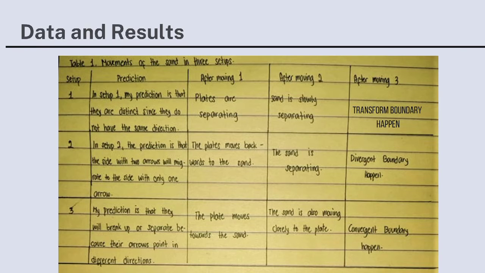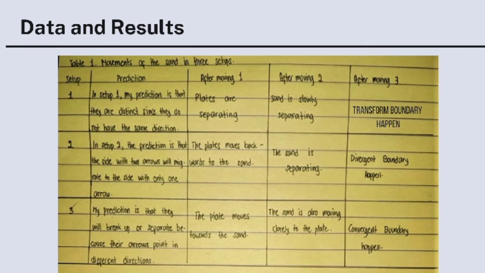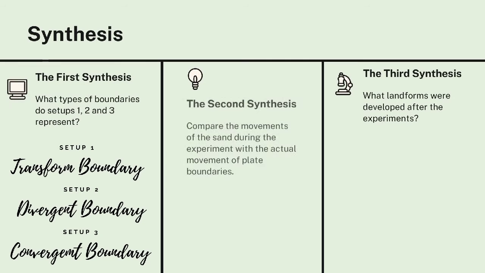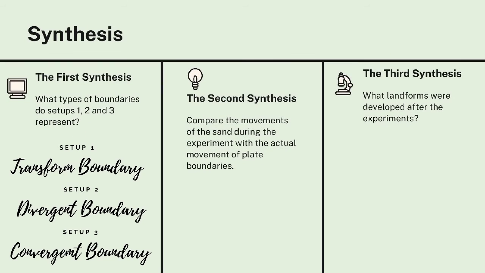Here are the data and results they gathered from the laboratory activity. Meanwhile, our synthesis for this laboratory activity: for the first synthesis, we have setup 1, transform boundary; setup 2, divergent boundary; and setup 3, convergent boundary.